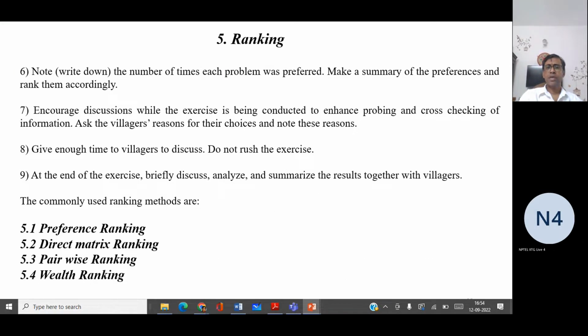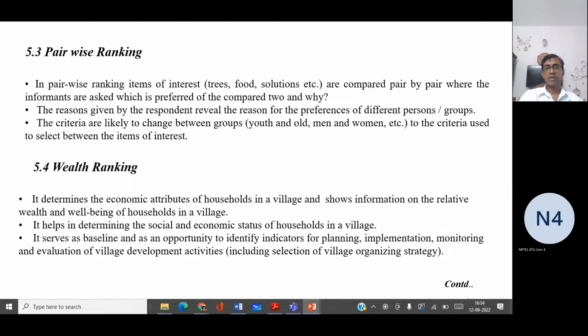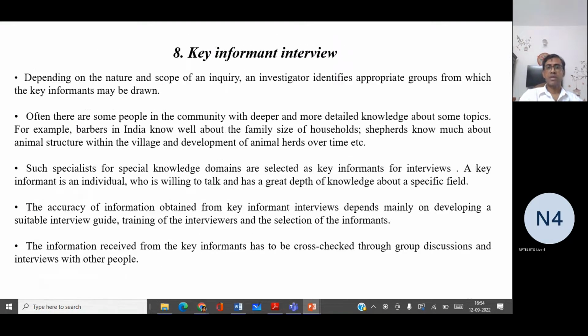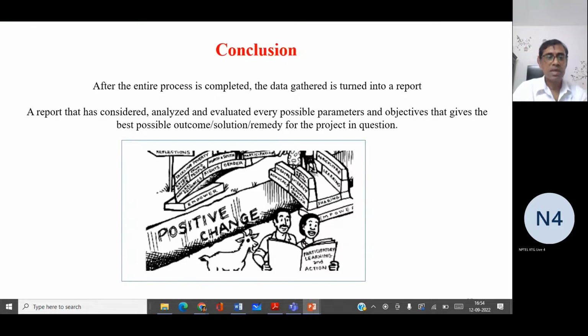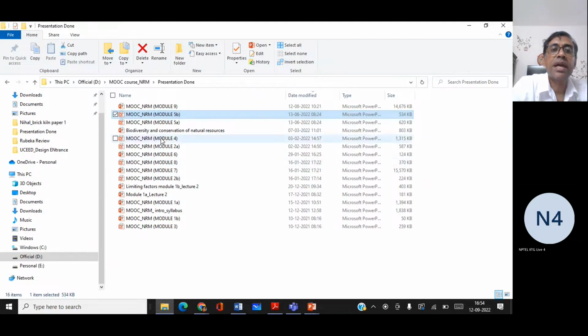Ranking is very important. Ranking helps you to understand what preferences you have, which particular resource you want to preserve or conserve first, which one second, which one third, like that. You make a list, and that also through various ranking processes, pairwise ranking, whole ranking, etc. Venn diagram, all of you know, structured direct observation. So these are the aspects that have been discussed among PRA and RRA activities.